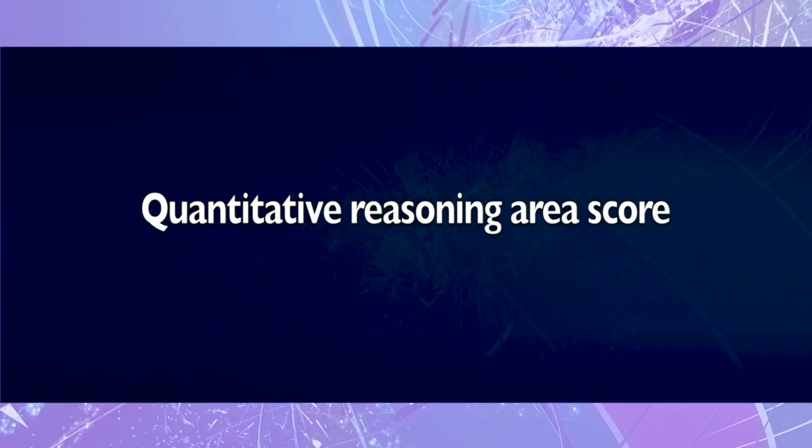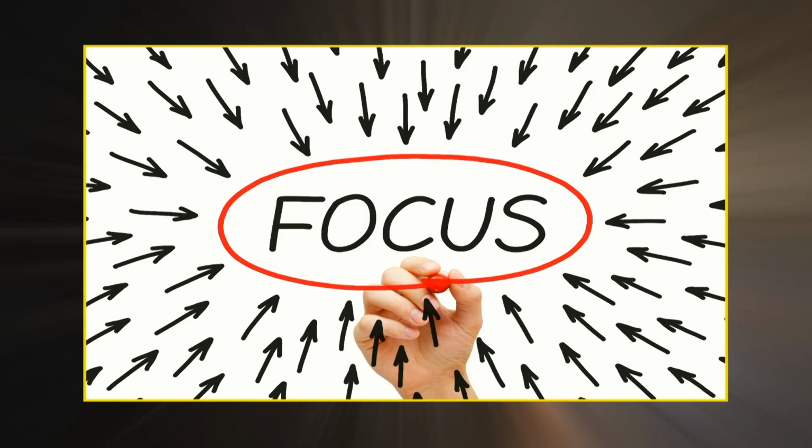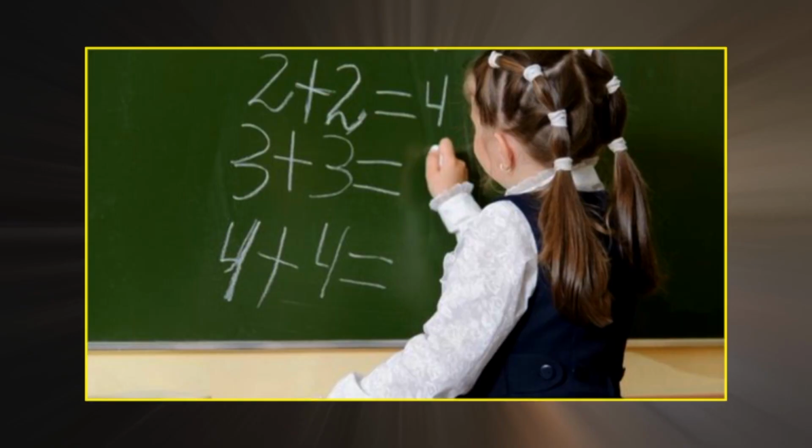Number 3, the quantitative reasoning area score measures numerical reasoning, concentration, and knowledge and application of numerical concepts. The quantitative reasoning area is combined with abstract visual reasoning area score to create an abstract visual reasoning factor score.